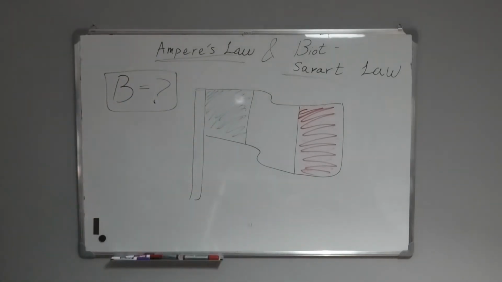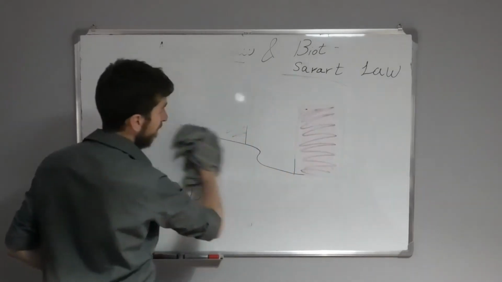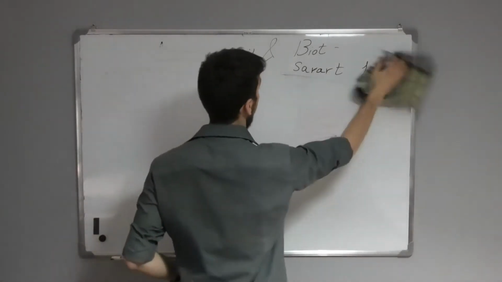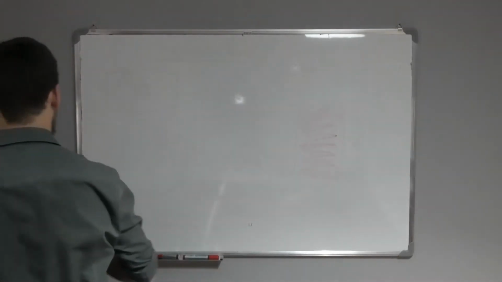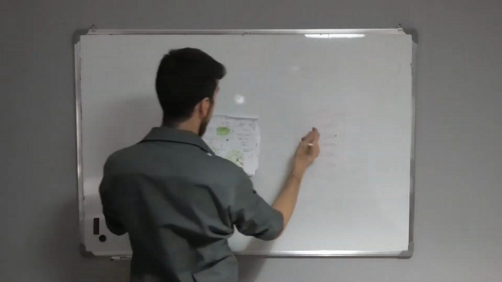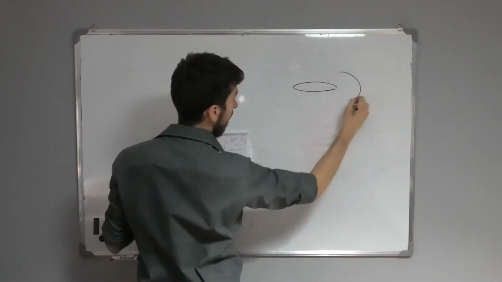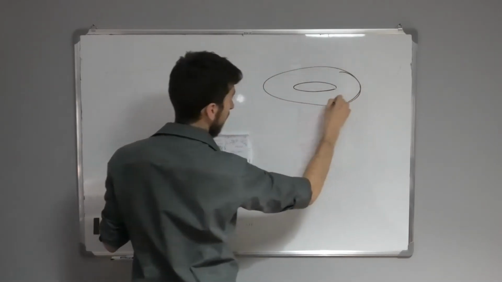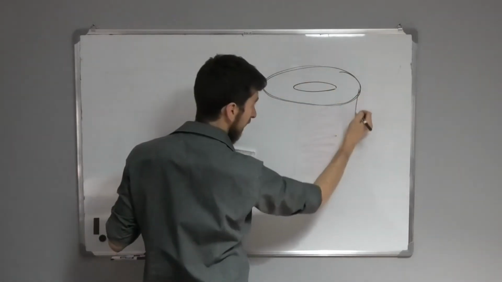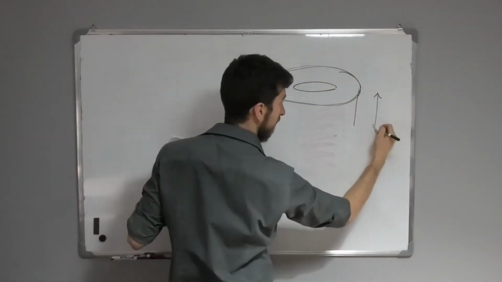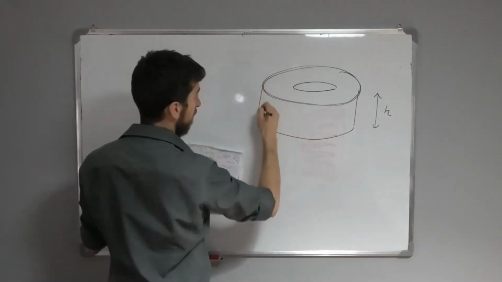So the first question is about the toroid. Let's draw a toroid. A toroid looks a little bit like a donut. Let's draw it. So this is my toroid. Here I have a circle, here I have a circle. You see? It's like a circle with a hole inside, and I give it some height. Let's give it h, some height. And this is my toroid.